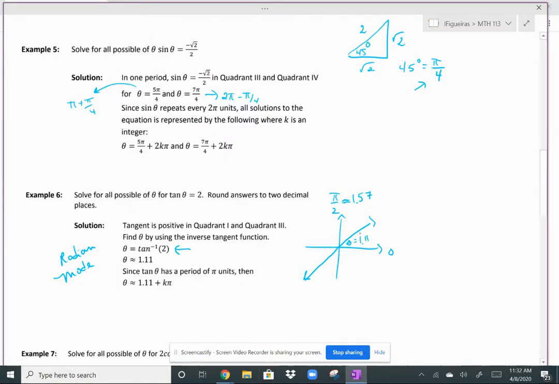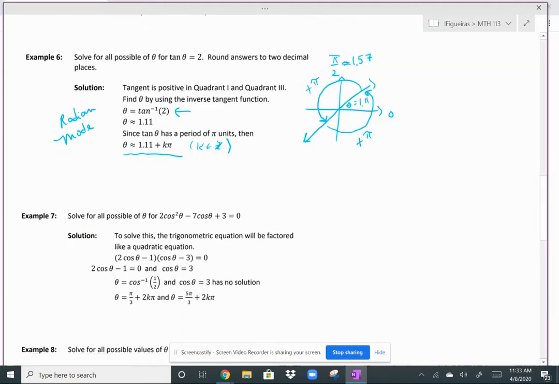So if I add pi units to 1.11, then you end up in your quadrant 3 angle. And if you add another pi units, then you end up back in your quadrant 1 angle. So in fact, your theta is equal to just 1.11 plus k pi, where again, k is an integer. It's a set of integers. It kind of is represented with that Z with the double line on the angle.